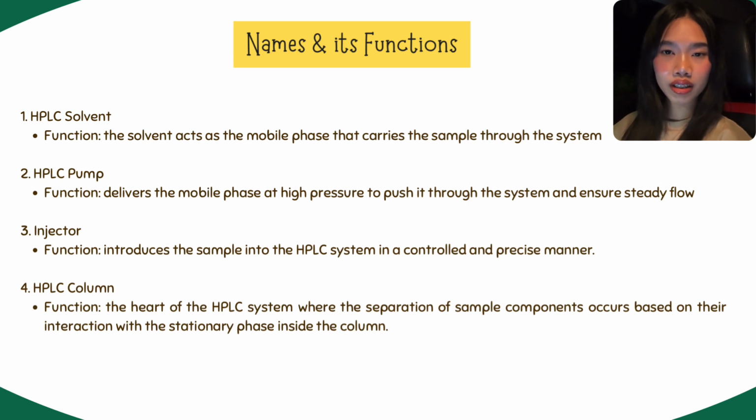Here's a breakdown of each component and its functions. Number 1, the solvent, acts as the mobile phase that carries the sample through the system. It helps separate components of the mixture. Number 2, the pump, delivers the mobile phase at high pressure to push it through the system and ensure a steady flow. Number 3, the injector, introduces the sample into the HPLC system in a controlled and precise manner. Number 4, the column, is the heart of the HPLC system, where the separation of sample components occurs based on their interaction with the stationary phase inside the column.